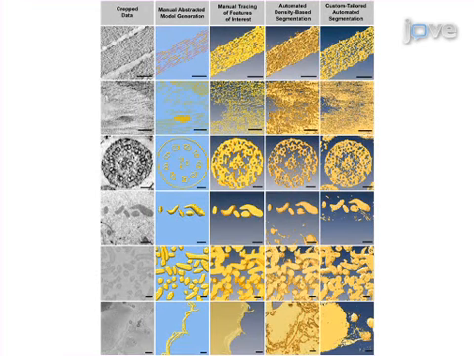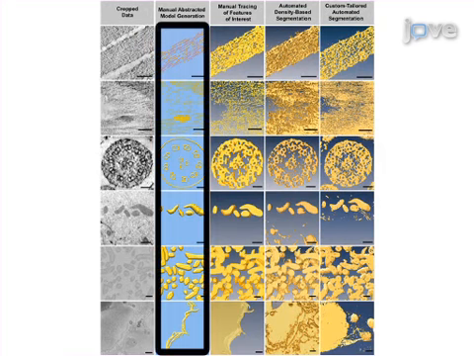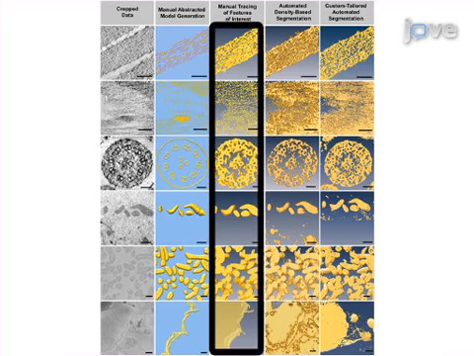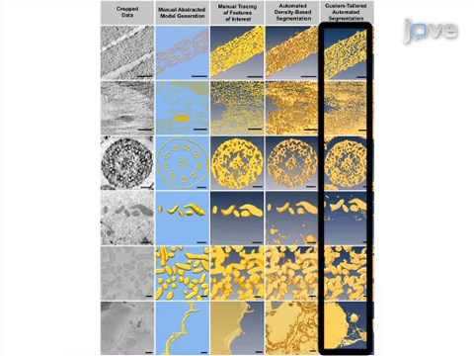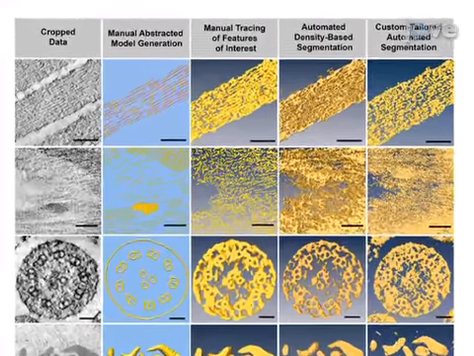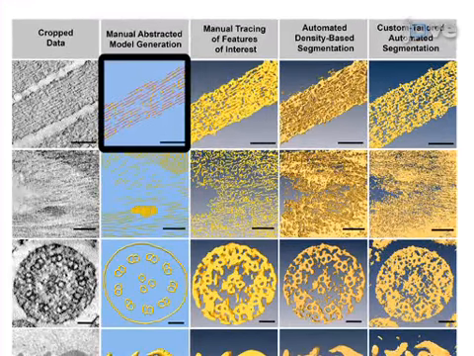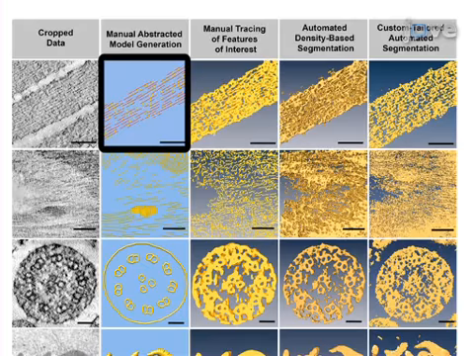Six example datasets were segmented by 4 approaches: manual abstracted model generation, manual tracing of features of interest, automated density-based segmentation, and custom-tailored automated segmentation. Manual abstracted model generation was effective for the resin-embedded stained tomography of stereocilia, where the purpose was to create a model for quantitative purposes rather than extract exact densities.